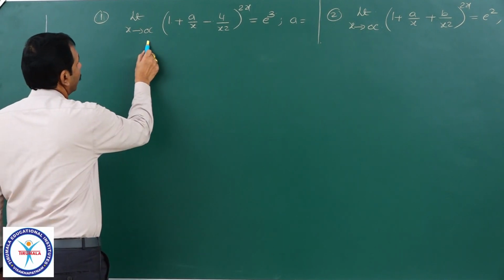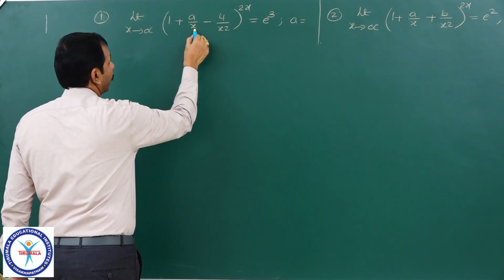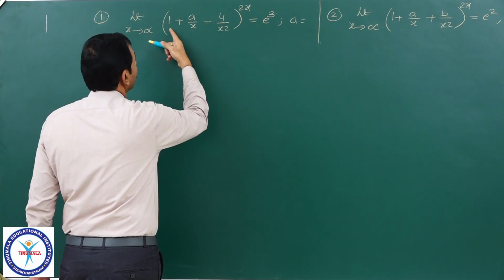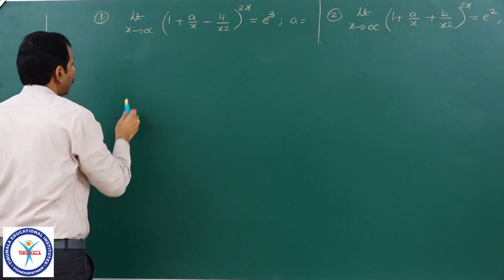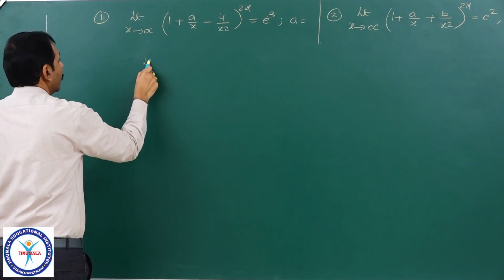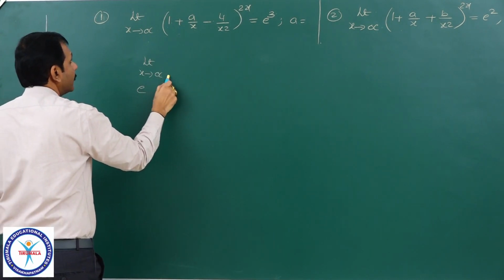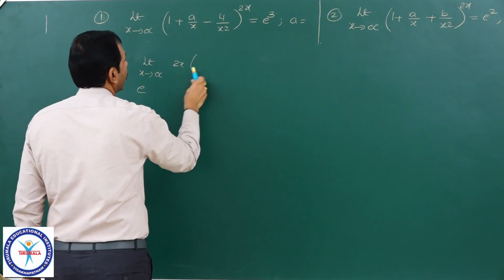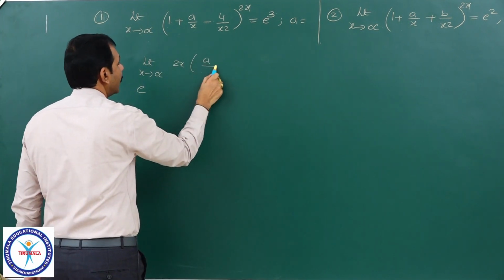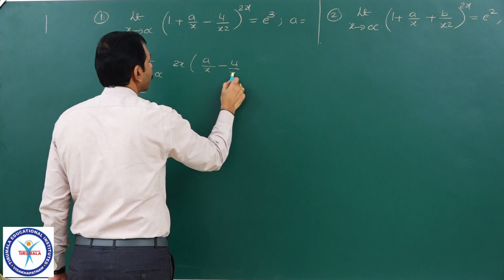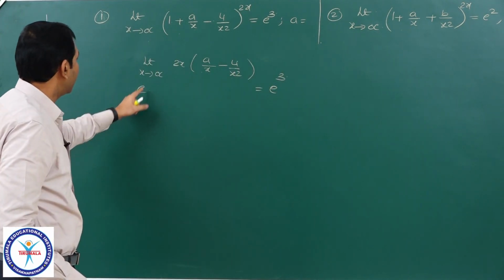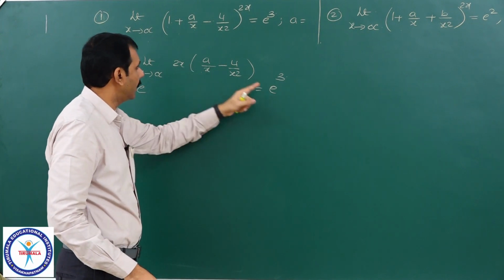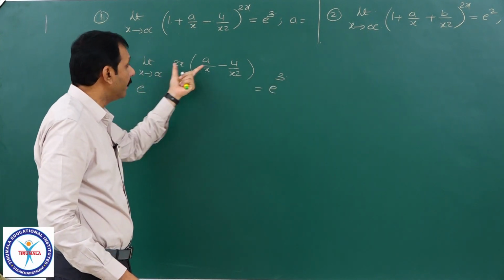As x tends to infinity, if you take 1 plus a by infinity minus 4 by infinity, it is 1 power 2 into infinity, which means 1 power infinity form. I will use e power limit x tends to infinity g of x, 2x into (the 1 will get cancelled) a by x minus 4 by x square, equal to e cube. Here e power limit x tends to infinity equals e power 3, which means the limit is equal to 3.